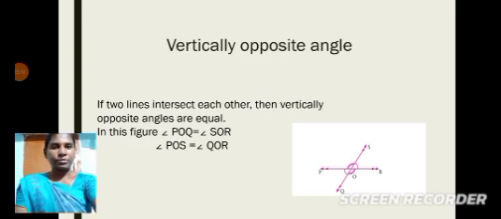Now the next one is vertically opposite angles. If two lines intersect each other, then vertically opposite angles are equal. Now look at the figure. Here the angles POQ and SOR are equal. Also, the angles POS and QOR are equal.